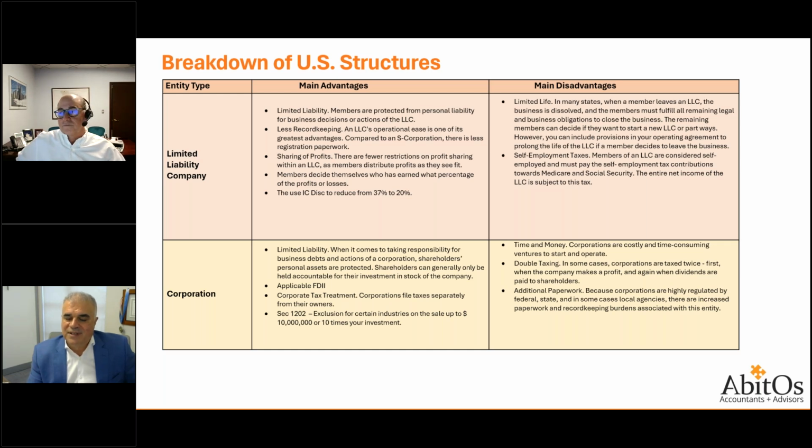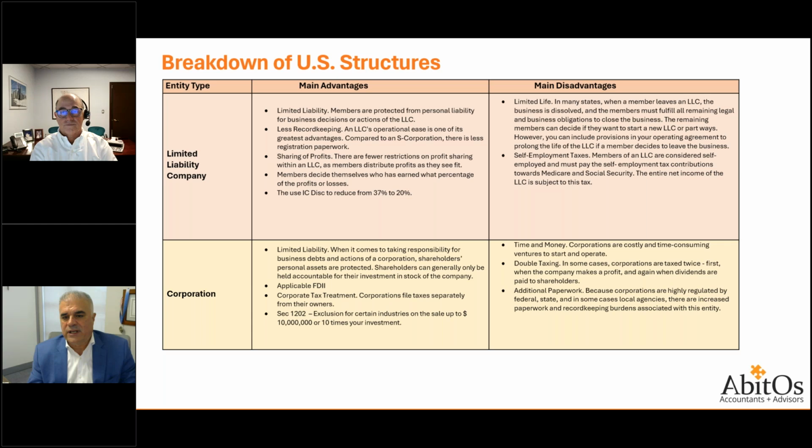We're going to go over the different types of entities, and every entity has its advantages and disadvantages. We've listed out the advantages and disadvantages in this, again, this is available for you after, so you could read it further.